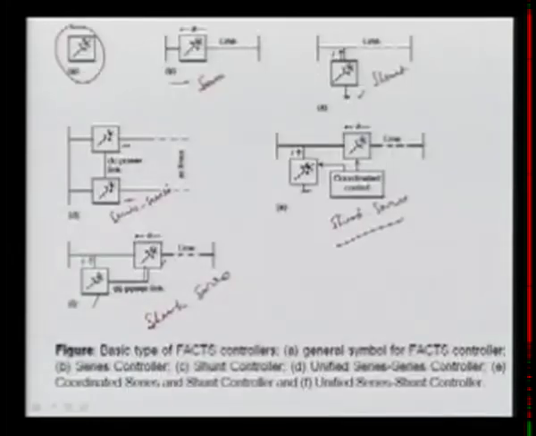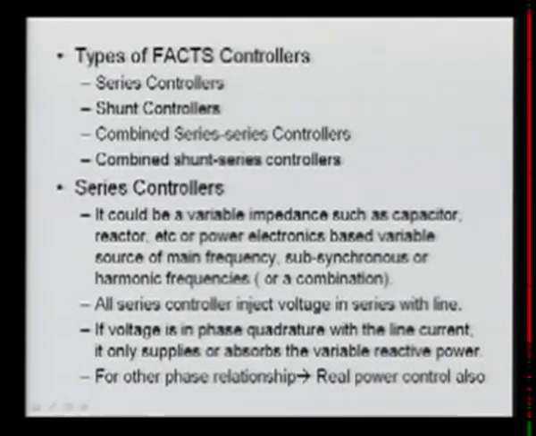I can say here it could be a variable impedance, as I put here in the transmission line. It can be a variable X, or it can be XRL, whatever you can say, or it can be a voltage source. It can be simply XL, it can be XC, or a voltage source, and this voltage source may be of the same frequency component as the operating system, or it may be sub-frequency or super frequency, or a combination of all these is possible in series controllers.